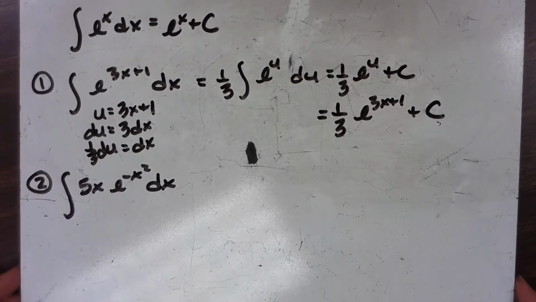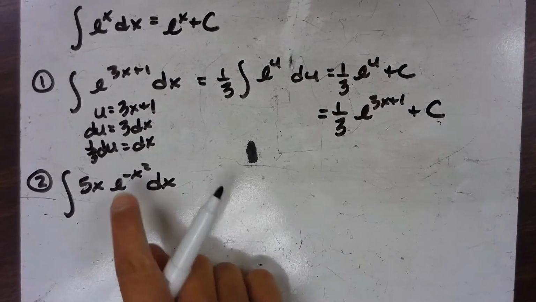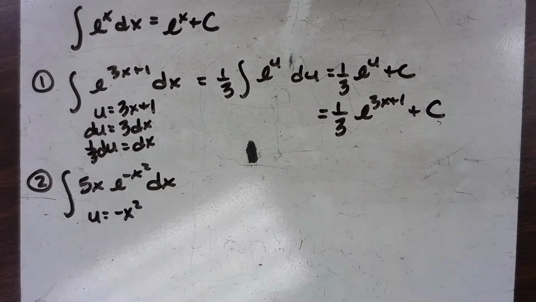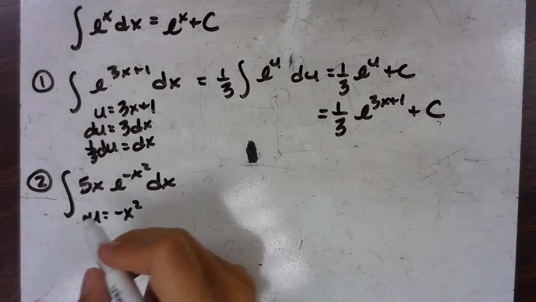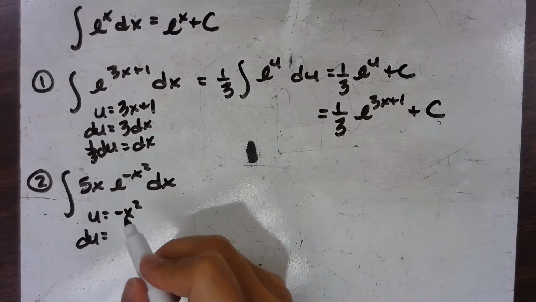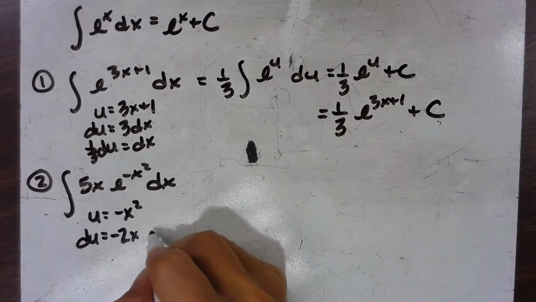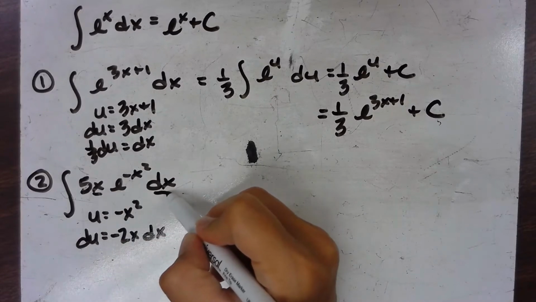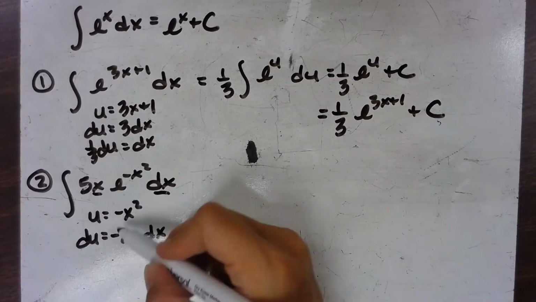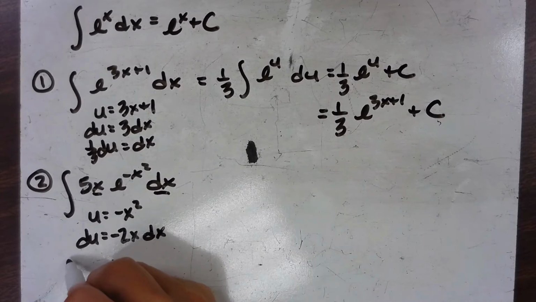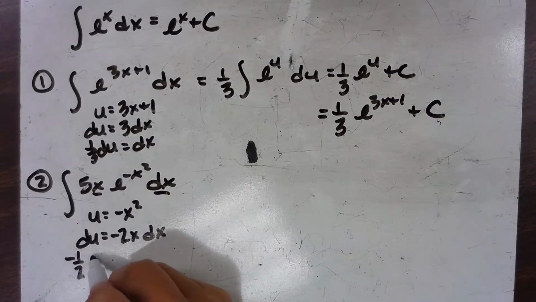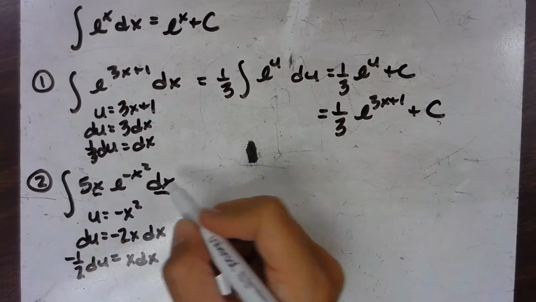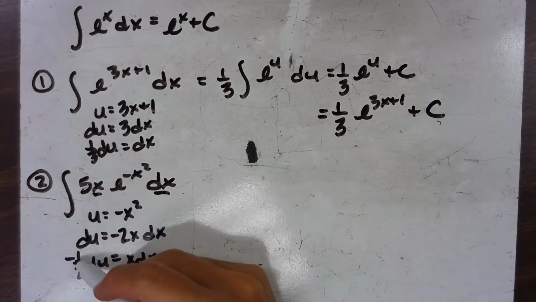Again, this is just not an x as the exponent. All right, so here we have to say u is negative x squared. So here du equals negative 2x dx. Now, I have the x and I have the dx. The problem is I don't have the negative 2, and then I've got this extra 5. So here, I'm going to make it negative 1/2 du equals x dx. So this x and dx go away, and I'm going to replace it with negative 1/2.